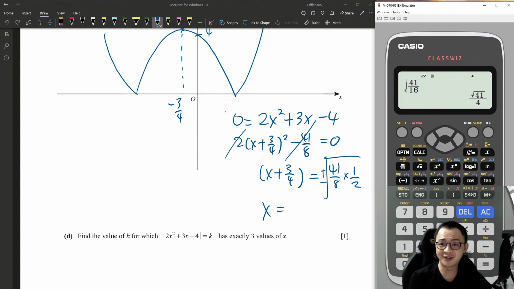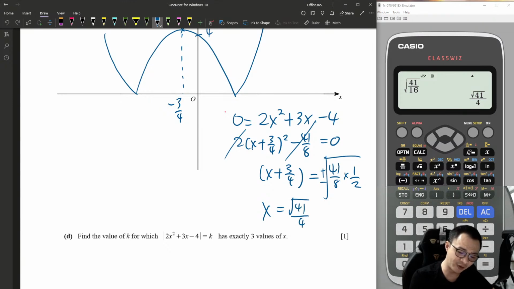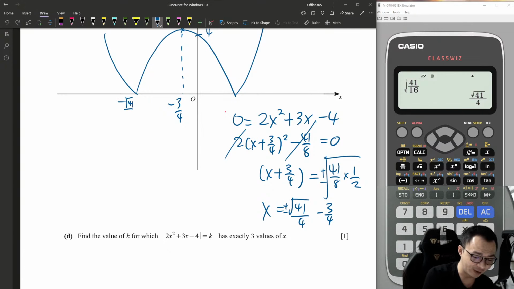So basically I have something like this if I want to. So square root 41/4 with plus minus here, and then minus 3/4. So therefore I will have the negative square root 41/4 minus 3/4 and the positive square root 41. Positive no need to write, okay? We are not so dumb. We'll write the positive like that. Square root 41 over 4. 4 doesn't have a square root, so the square root shouldn't cover the 4, minus 3/4.